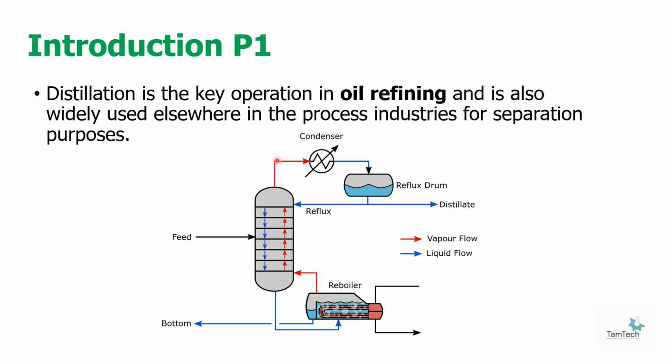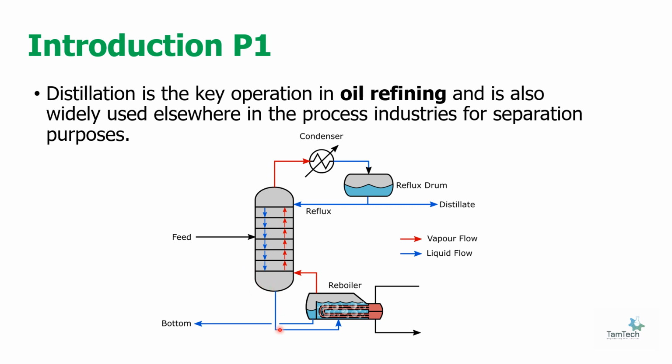You have the overhead vapor going into the condenser. Then after condensation occurs, it is collected in the overhead accumulator or reflux drum. From this reflux drum, you have two streams. One of them is the distillate, in which you have already satisfied your product quality and production rate, and the reflux goes back to the distillation column.